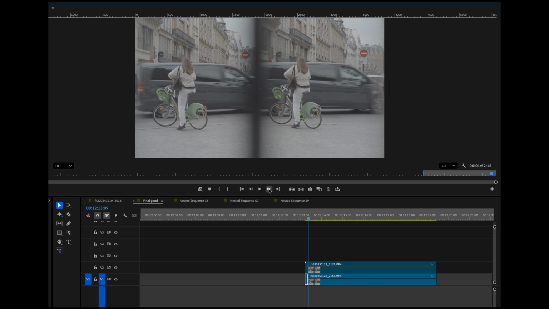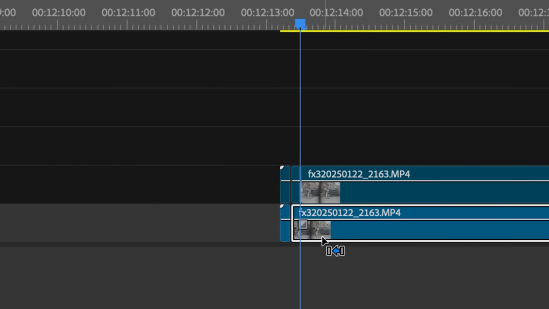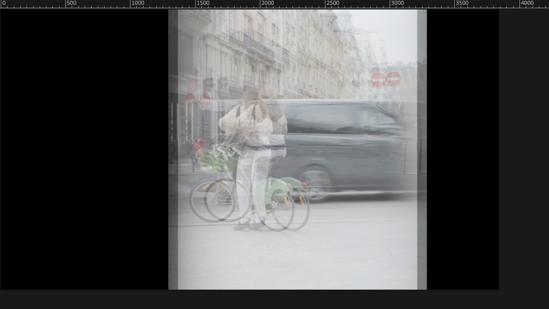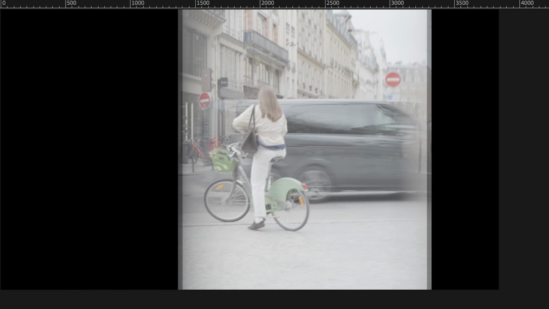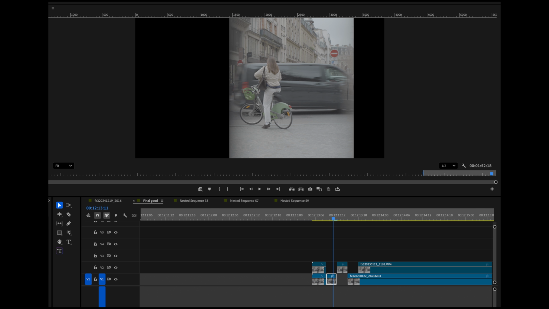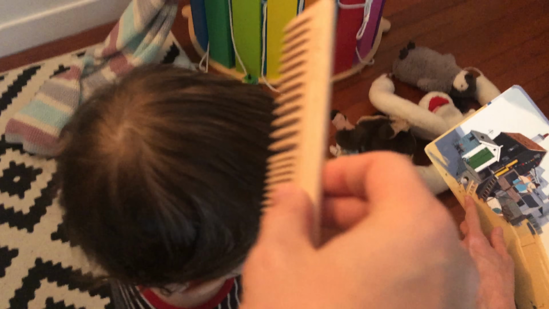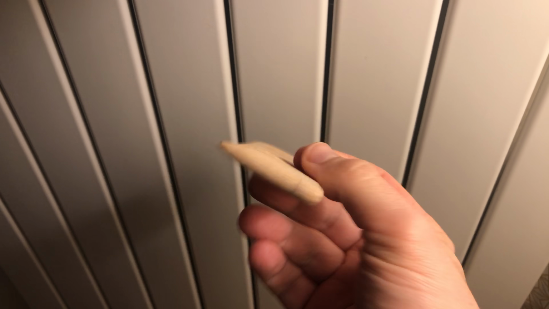To get the effect, you need to switch footage every 3 frames. That means 40 manual cuts and 40 manual alignments for just a single 5-second shot. It was so time-consuming that I actually gave up on the idea. But one morning, while brushing my toddler's hair, I had an idea. What if I made a comb?